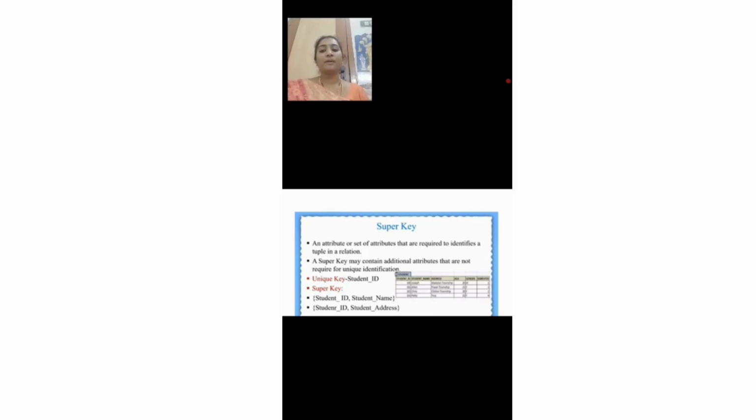Here the super key comes from the unique key and the super key; these are both combinations of super key. A super key is an attribute or set of attributes that is required to identify a tuple in a relation. A super key may contain additional attributes that are not required for identification, right?